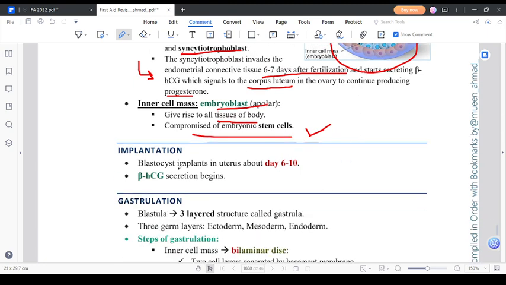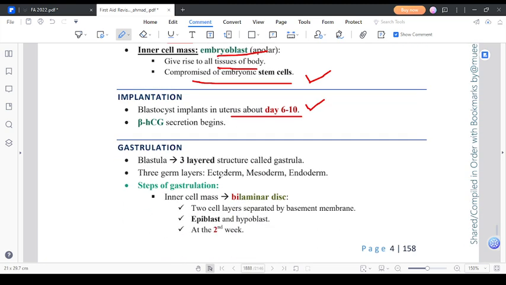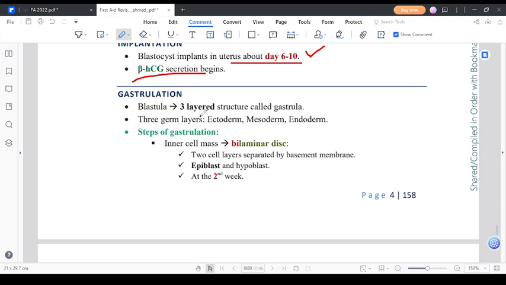Implantation. The blastocyst implants in the uterus at about 6 to 10 days. There was a mnemonic: the blastocyst sticks at the 6th day. So stick and 6th. Between day 6 and 10, the blastocyst implants in the uterus. Beta HCG secretion begins.